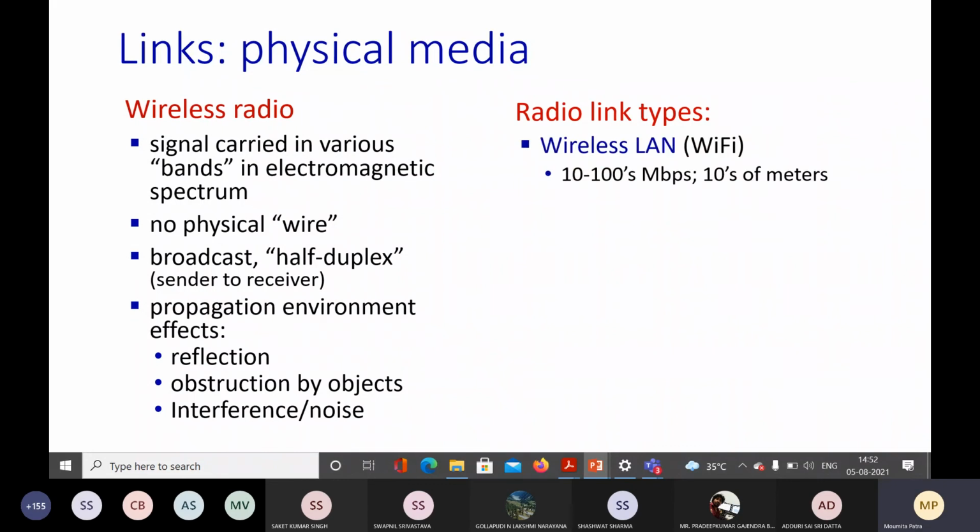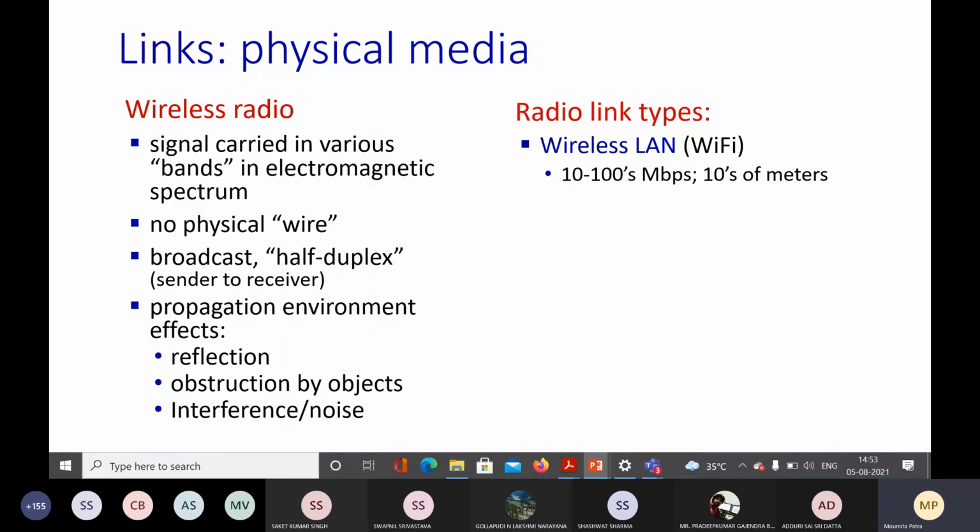So there are different radio link types that are used for wireless communication. The first one, as we all are very much aware of, is Wi-Fi or wireless LAN. LAN is local area network, used for very small networks. Wireless LAN is nothing but a Wi-Fi or wireless connection used to provide connectivity to a very small area, that is either an office or a home, etc.